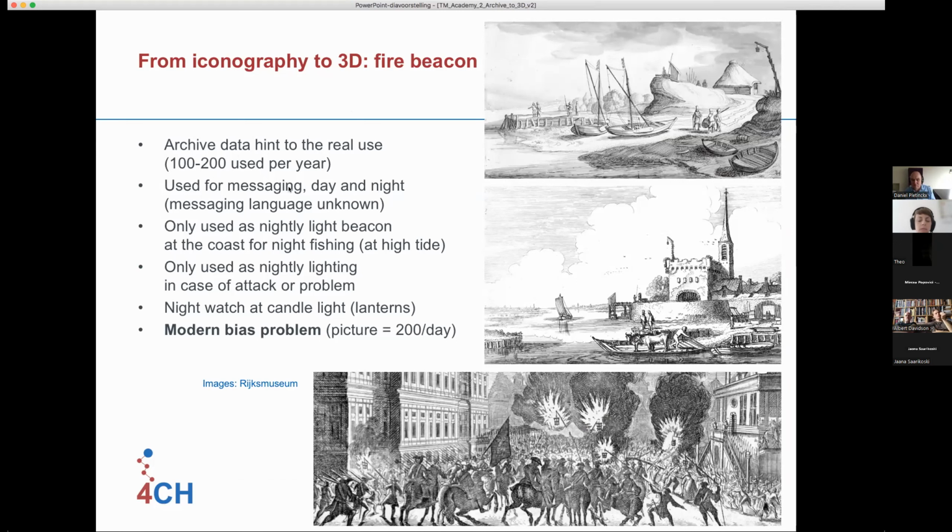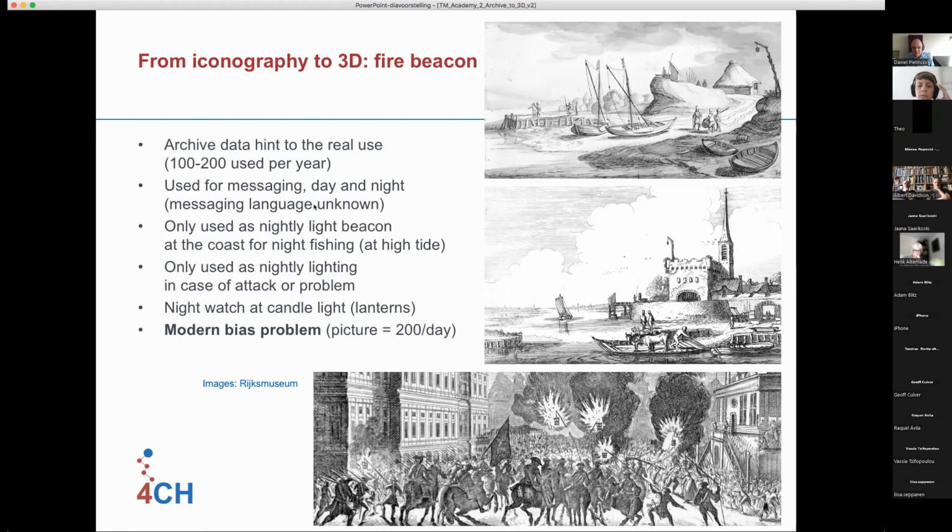So they really used them for messaging, day and night, also during the day. And the strange thing is we don't know anything about this messaging language. How did they do that? We don't know. We know from the text, for example, that they could signal to the other side of the river, where the other fortress was, that the midwife had to come because there was an urgent problem with a child being born. They could signal that. How did they do that? We don't know.